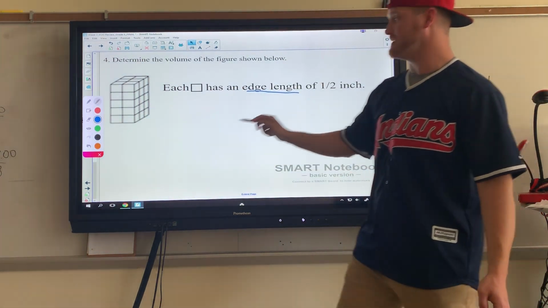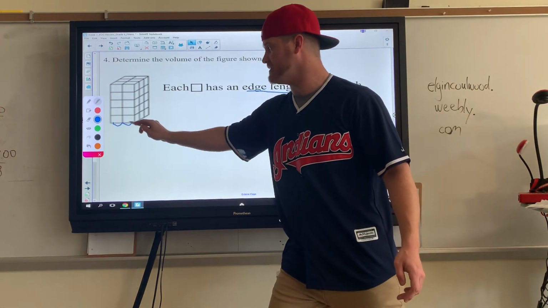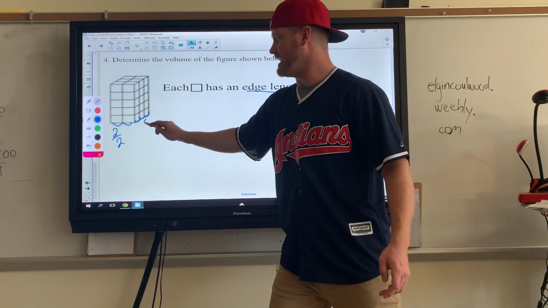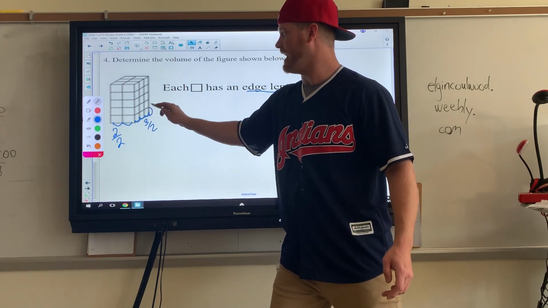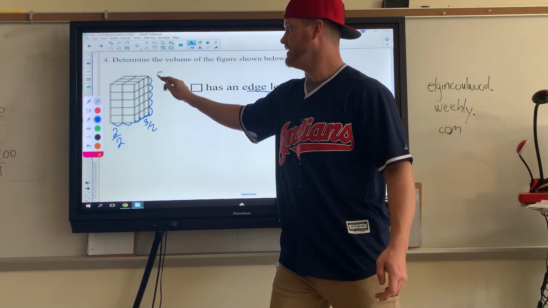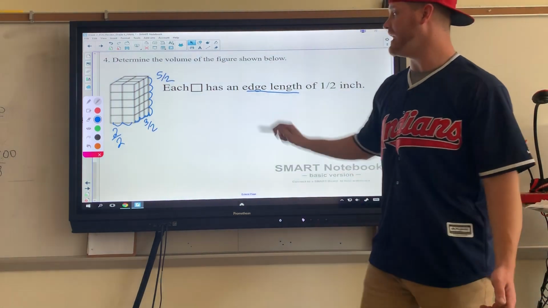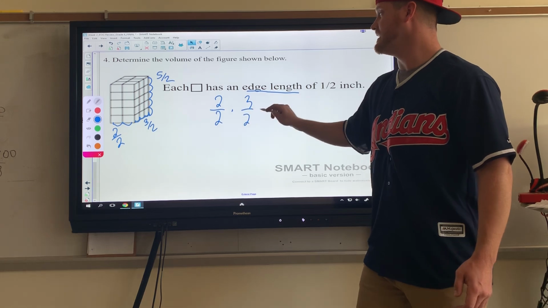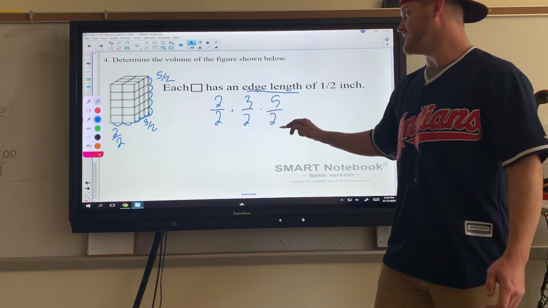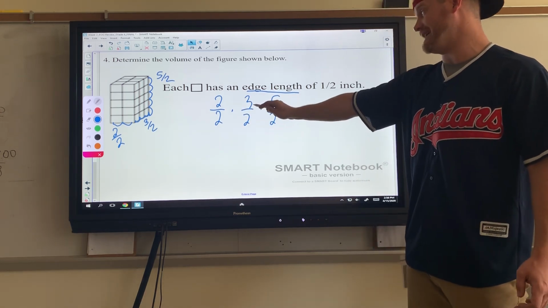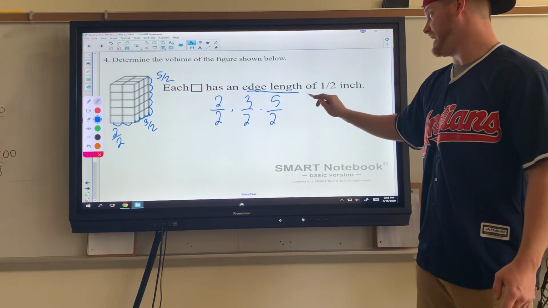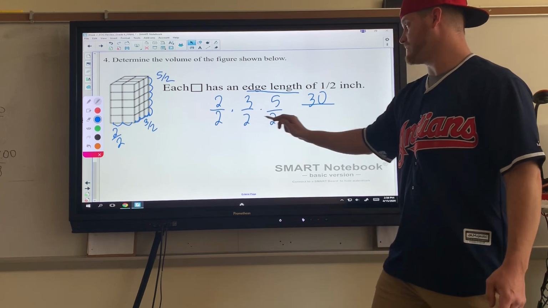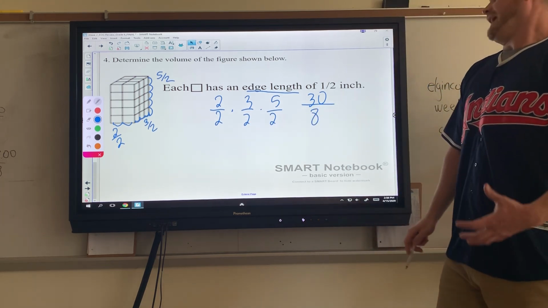We're counting by halves. So it's 1/2, 2 halves, 3 halves back, or 1/2, 2 halves, 3 halves, 4 halves, 5 halves. So in your calculator, you can type in 2 halves times 3 halves times 5 halves, and you get 2 times 3, which is 6, and 6 times 5, which is 30. And then you do the bottom, 2 times 2 is 4, times 2 is 8, and that is correct.